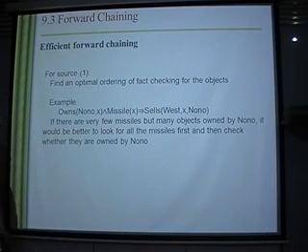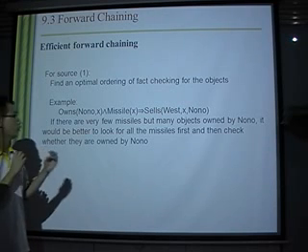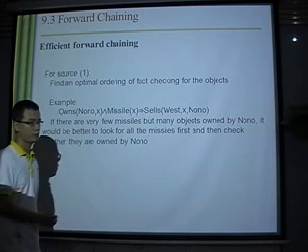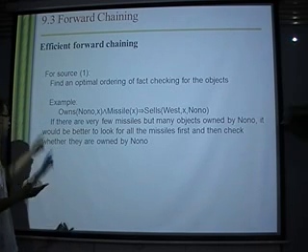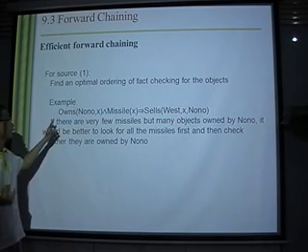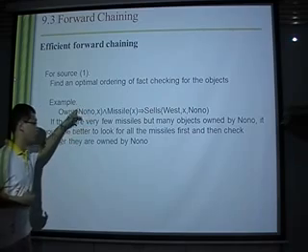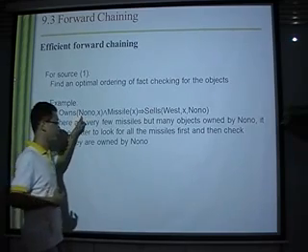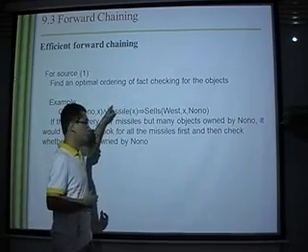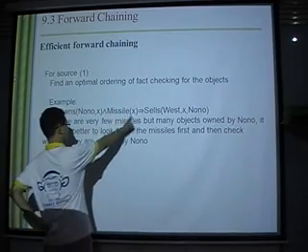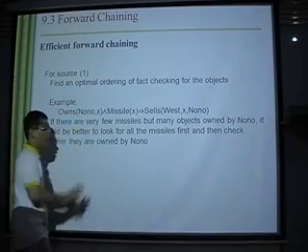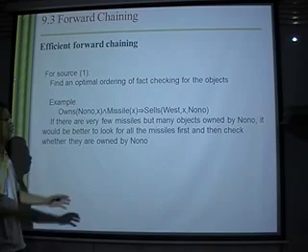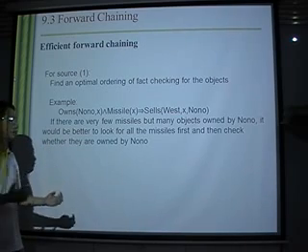For source one, we can find an optimal ordering of facts when we try to match the rule with the premise. For example, for this implication, instead of finding all the objects owned by Nono and then checking whether they are missiles, we should find all the missiles first and check whether they are owned by Nono, if there are many objects owned by Nono and very few objects that are missiles.